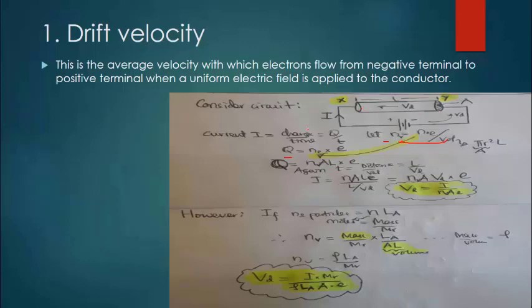So substituting in the formula Q over t, we have our Q as Nv, the number of electrons per unit volume, times AL times the charge e, divided by time, where time is given by L over Vd.